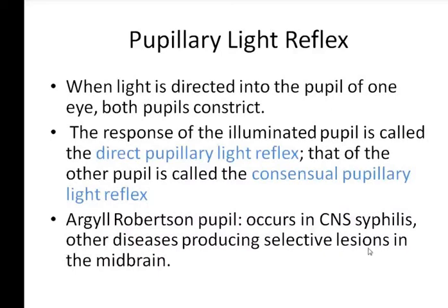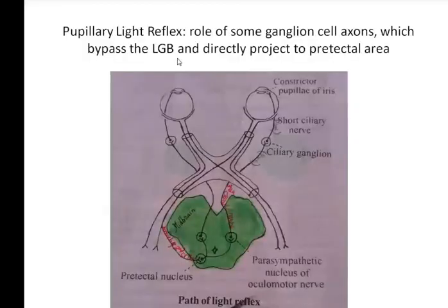Now this is the pathway, and you should know why constriction of the pupil occurs in both eyes, consensual and direct. When light is shown here, the information goes through the optic nerve, then the optic chiasma, then the optic tract. Before the information goes to the lateral geniculate body, look here, there is the lateral geniculate body, though it is not shown here.